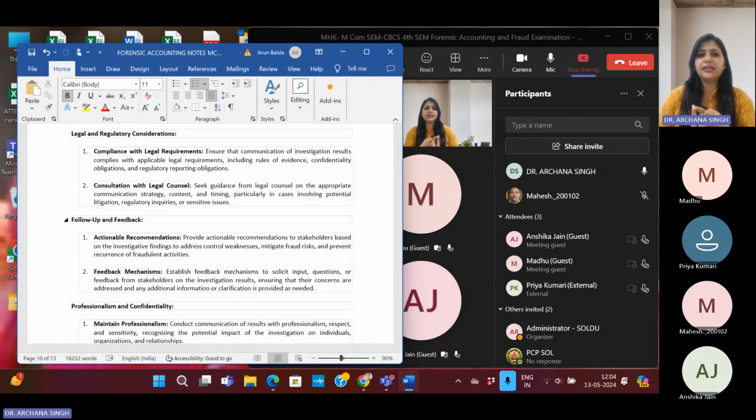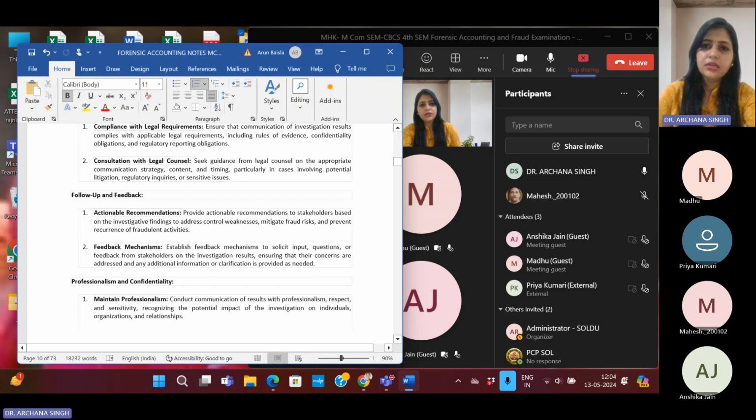Then consultation with the legal counsel, that is, whatever appropriate legal counsel they need regarding the investigation, they should seek guidance from that legal counsel on the appropriate communication strategy, content, or timing, particularly in cases involving potential litigation, regulatory inquiries, or sensitive issues. They had to consult with the legal counsel. This is also a regulatory or legal consideration you had to take into consideration, or you can say the forensic accountant or auditor has to take into consideration.